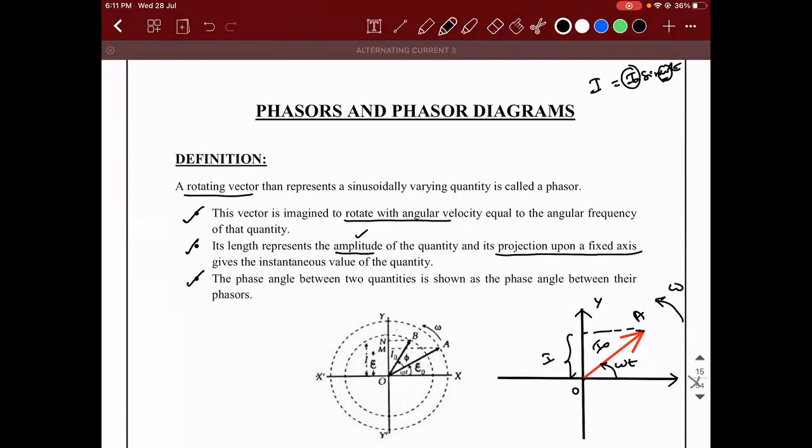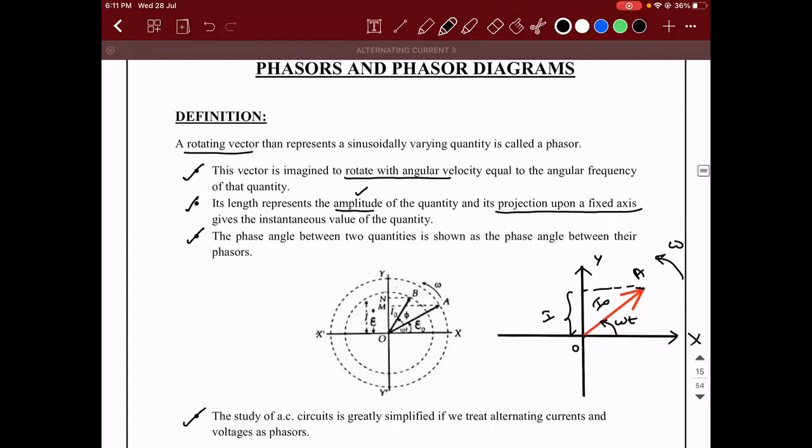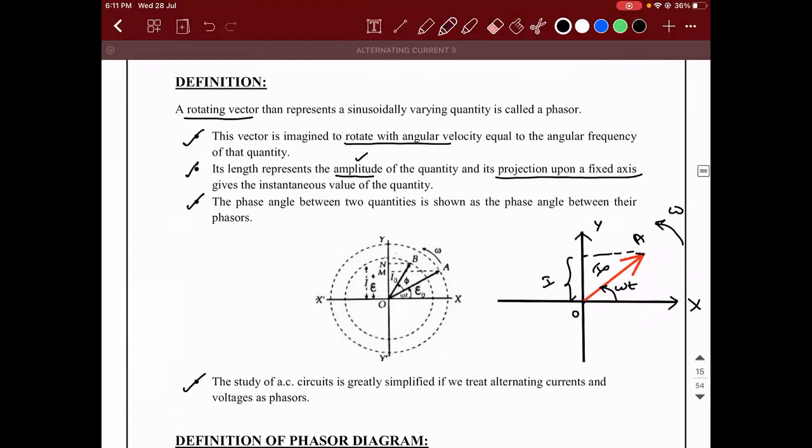Are you guys able to understand this? Sir, can you repeat the projection point? Yeah, I'll do that. See, are you clear with amplitude? Yes, sir, amplitude is clear. Okay. So you take the endpoint, the tip of the vector.